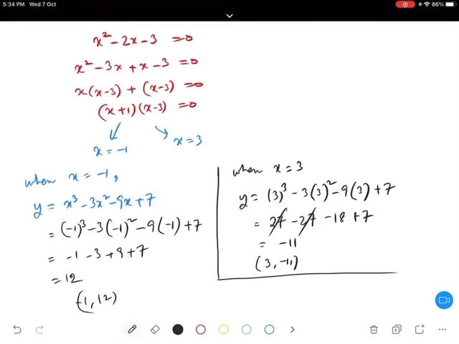So what will I write? Hence the required points are (−1, 12) and... Sir, yes, sir, how come it should be 27, not 18? Today is my last day. From tomorrow I will not teach maths. Yes, it will be, so it is −20. I'm sorry. Very good. Thank you.